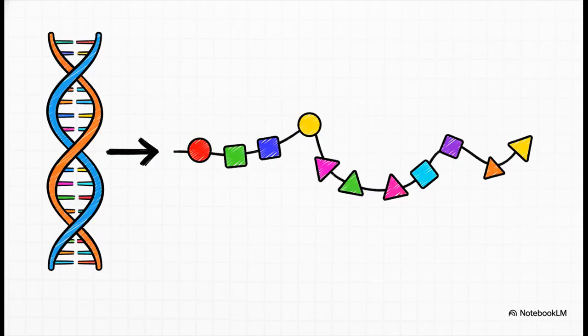First up, we have the primary structure. The best way to think of this is just beads on a string. It's the specific one after the other sequence of amino acids. And this sequence is not random at all. It's spelled out letter for letter by the code in our DNA. A single mistake right here, one bead out of place, can have huge consequences later on.